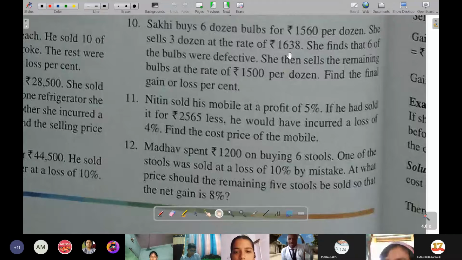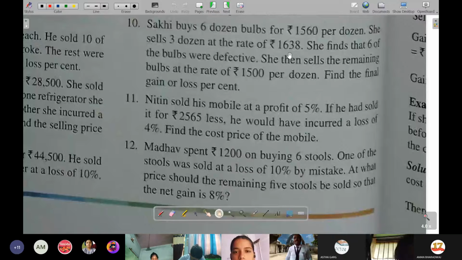She finds that 6 bulbs were defective. So of course those 6 bulbs will not be sold. She then sells the remaining bulbs at the rate of 1500 per dozen. Find the final gain or loss percent. So of course here we will find at first total CP and total SP, and then we will be finding gain or loss percent.